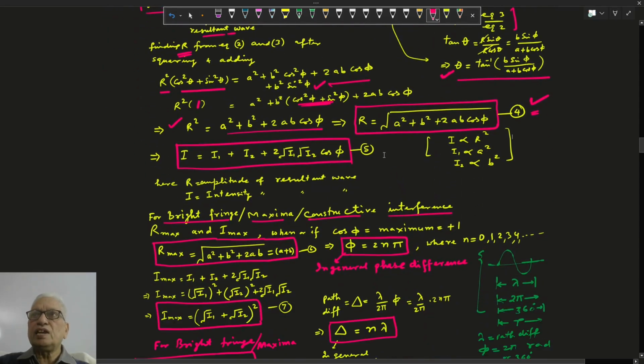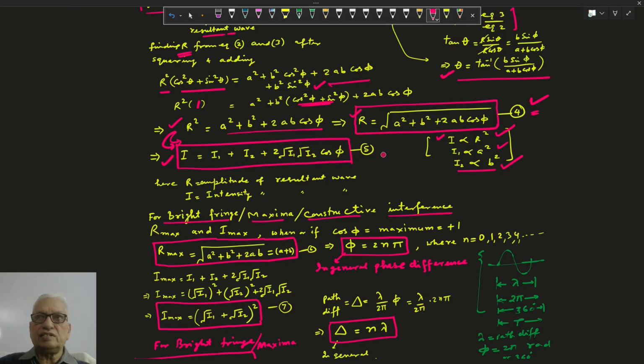Now we know intensity is directly proportional to amplitude square. So I is directly proportional to r square for the resultant wave. I1 of the first wave is directly proportional to a square and I2 is directly proportional to b square. If we put it here, then I is equal to I1 plus I2 plus 2 root I1 root I2 cos phi. So equation 4 and equation 5 are respectively the amplitude and the intensity of the resultant wave.